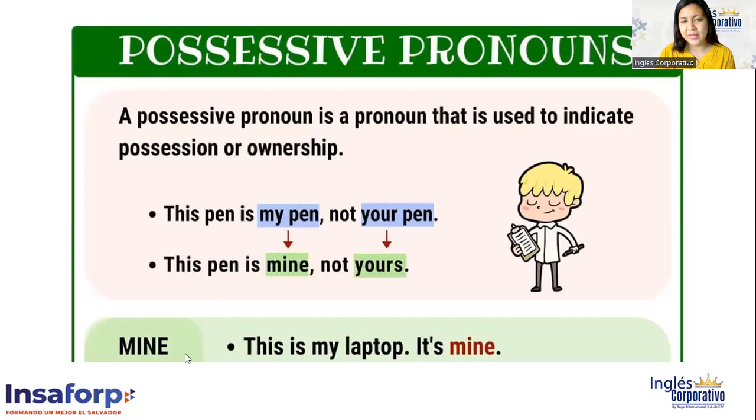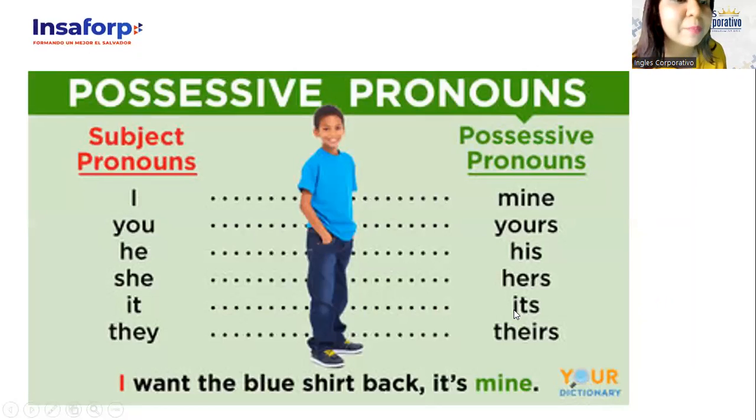Y aquí está el ejemplo, mine. This is my laptop. Esta es mi laptop. Es mía. It's mine. This is my laptop. It's mine. Veamos. Let's look at more examples. Veamos más ejemplos. Cada sujeto o pronombre, subject pronouns, tiene un possessive pronoun.